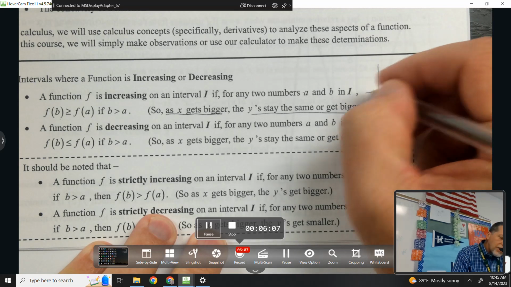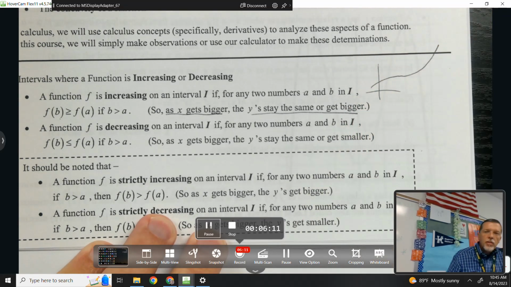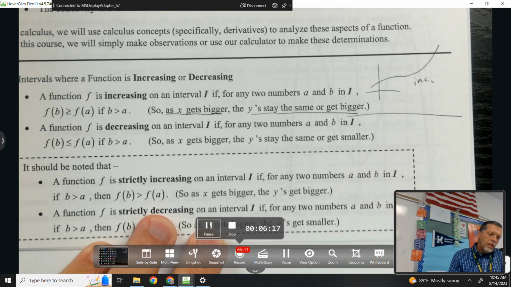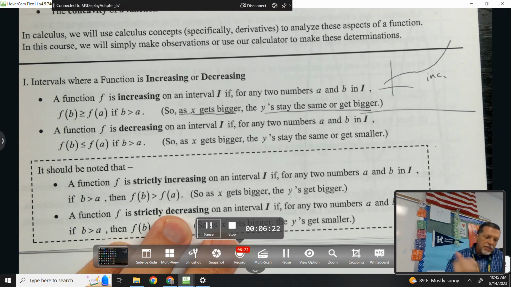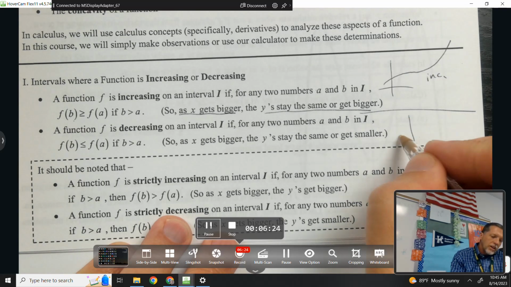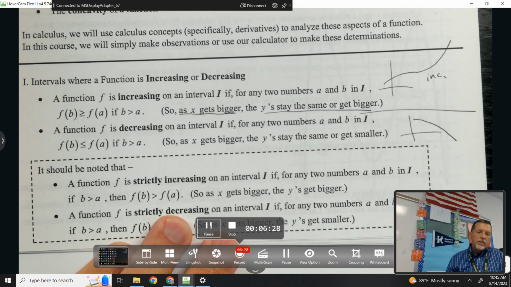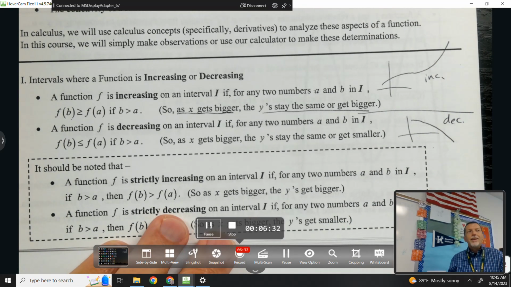So as x gets bigger, the y gets bigger. It might stay the same, so there might be a spot that levels off. But that's increasing. Decreasing, I'm not even going to read all the words. It's the opposite, right? As x gets bigger, y gets smaller, so that's decreasing. Again, as long as you read your graph left to right, this isn't hard.